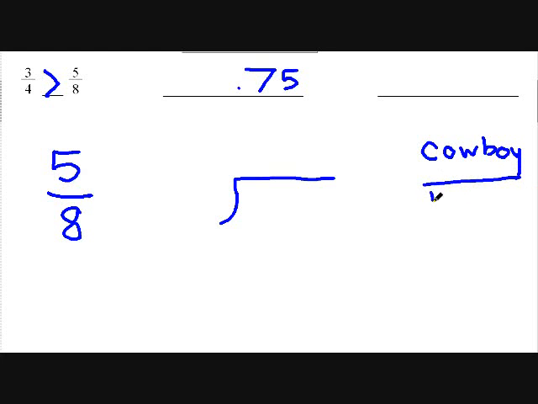Cowboy sits on top of his horse. So basically the numerator is your cowboy, the horse is the denominator. So 5 cowboy, 8 horse. This is the cowboy's house. Now who lives inside the house? Well, the cowboy does. Obviously the horse isn't going to live in the house. That wouldn't make any sense. So the cowboy, the 5, is going to go inside the house. The denominator is going to go outside of the house.